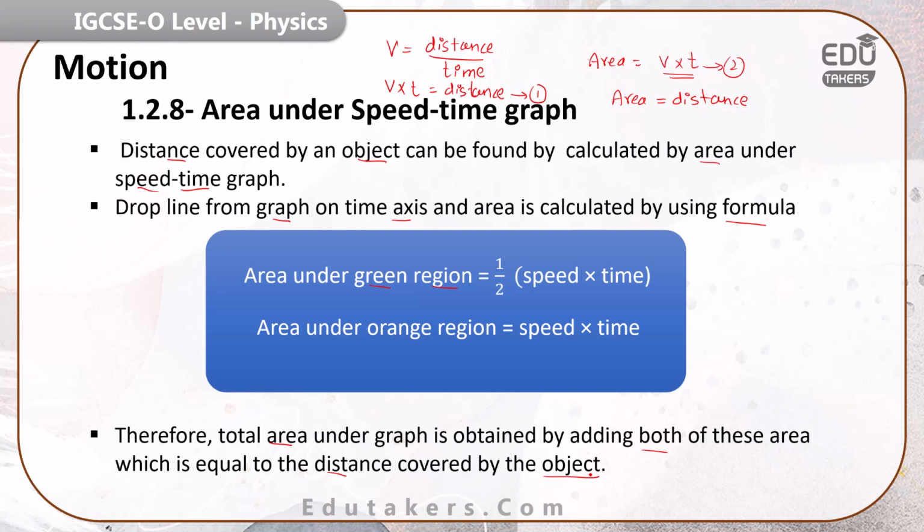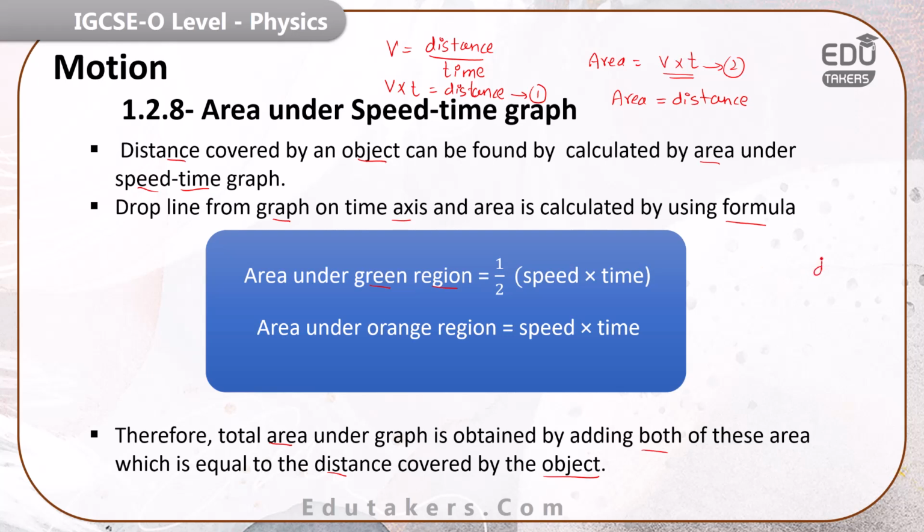So I can simply say that when you find the slope of the distance time graph, you get the speed, and when you find the slope of the speed time graph, you get the acceleration. But by finding the area under the speed time graph, you get the distance. You don't need to be confused by all of these. You just need to remember the formula.